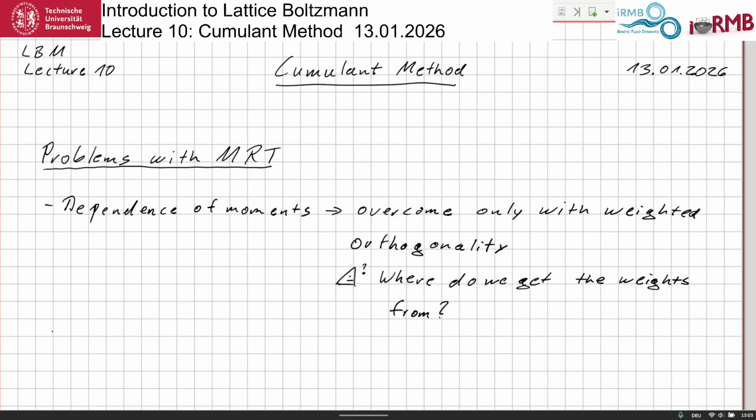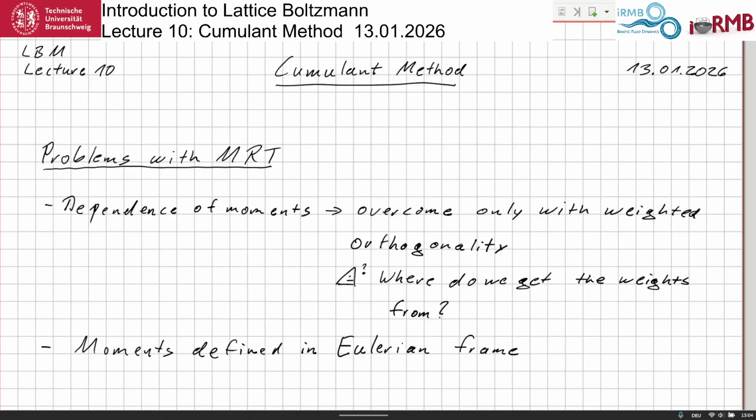So this is one problem, and another problem that we did not discuss in this detail, but that's also obviously a problem, is that the moments are defined in an Eulerian frame. Why Eulerian frame? Because we integrate over velocity, and what is velocity? We have to define velocity with respect to something.